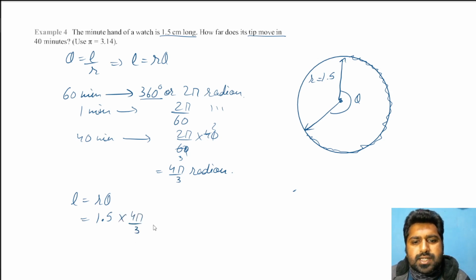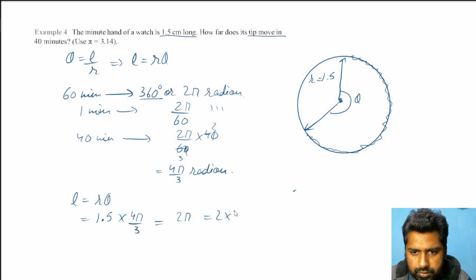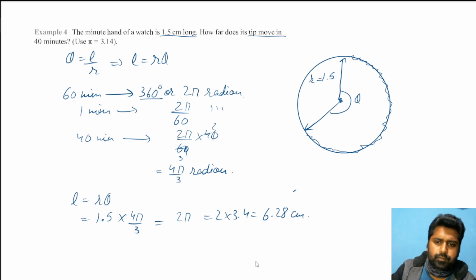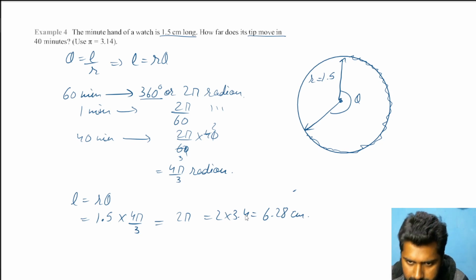The question says use pi as 3.14. So this is 0.5 into 4 pi by 3, which gives 2 pi. If 2 pi is the answer, then 2 into 3.14, I think the value is getting simple now, is 6.28. It was given in centimeters, so this is also in centimeters.